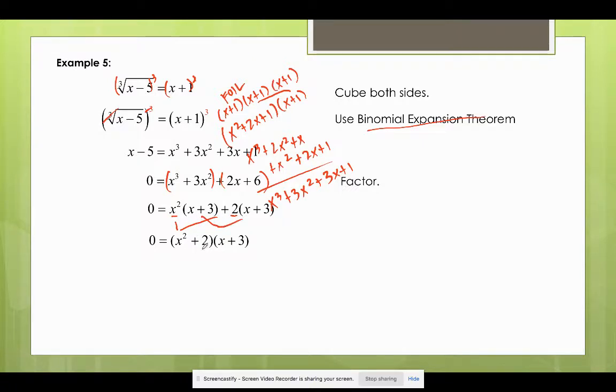Set each factor equal to 0. We get x equals negative 3, and then an imaginary root here because of the x squared plus 2 equals 0. So no real solutions from that factor. My solution is going to just be x equals negative 3. That's a good one. I like it.